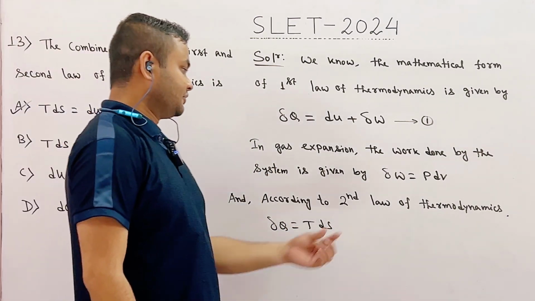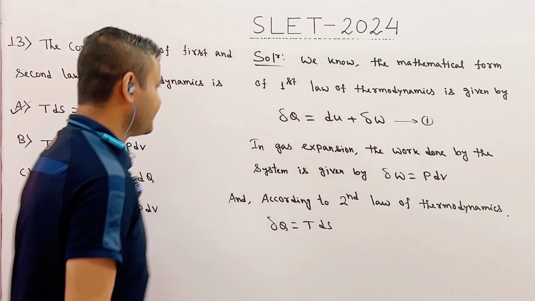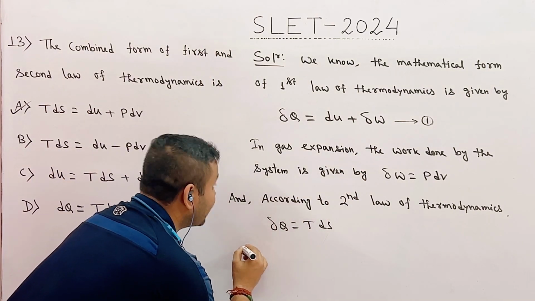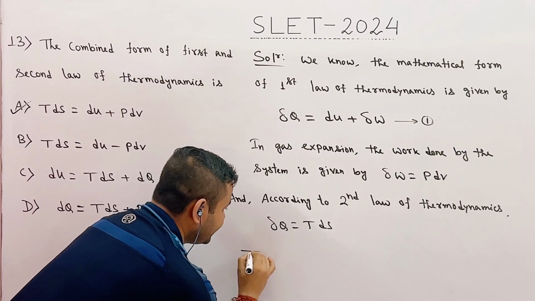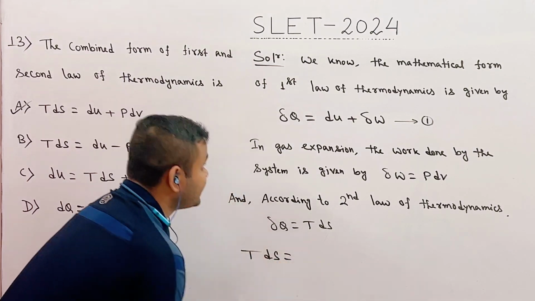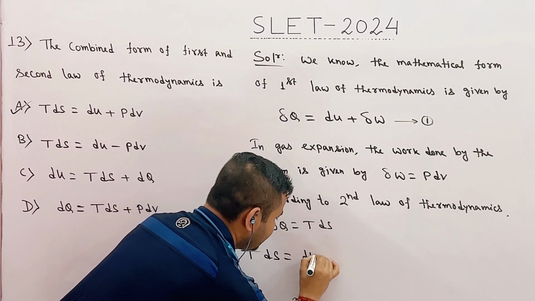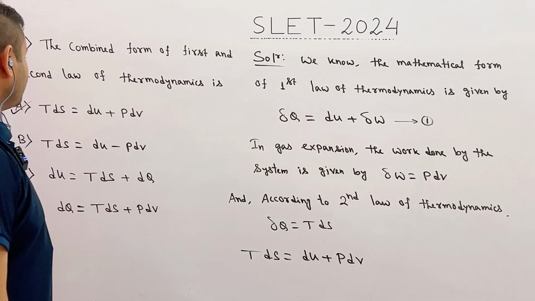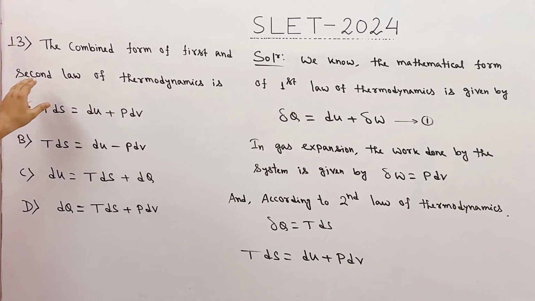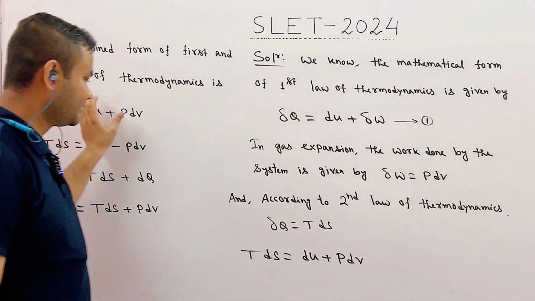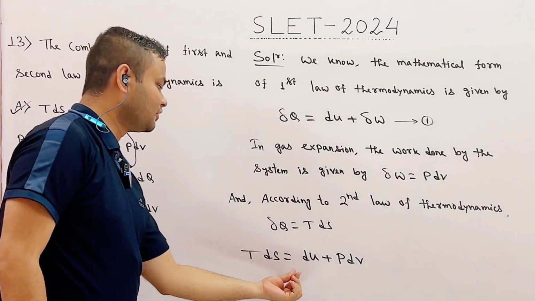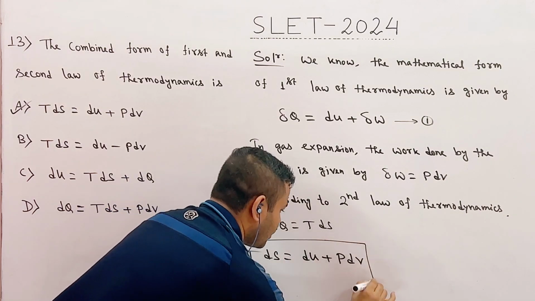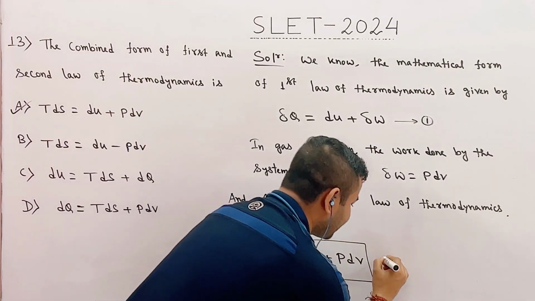Next, let us substitute these values in equation number 1. So, after substituting these values in equation number 1, we will get T dS is equal to dU plus P dV. So, we have seen that the combined form of first and second law of thermodynamics is T dS equal to dU plus P dV. So option A is the correct answer.